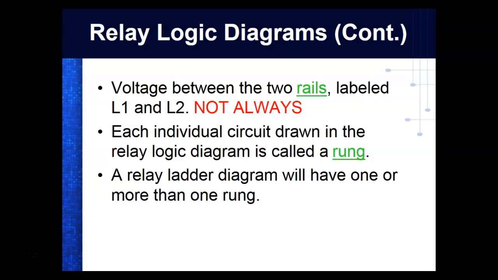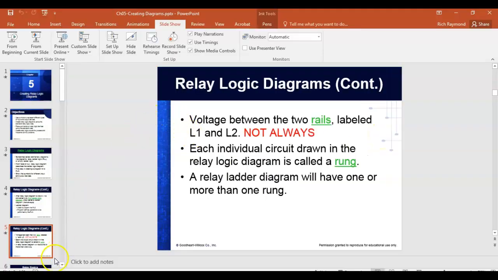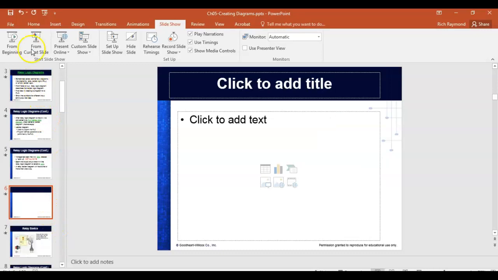Voltage between two rails, labeled L1 and L2. Sometimes they're not. Sometimes they're derivatives of this. The problem we have is a lot of times the power that feeds the circuit.